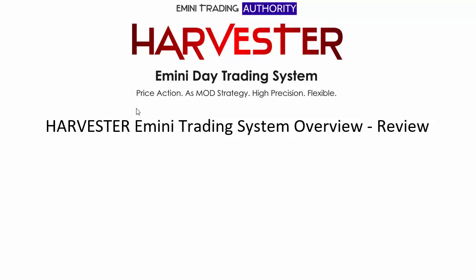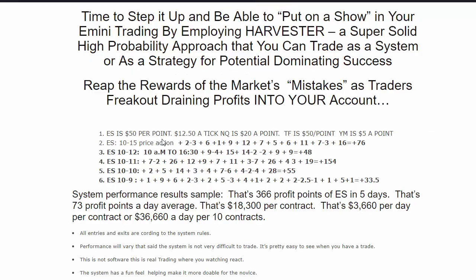Now, with Harvester, you can trade an hour a day, you can trade 2 hours a day, you can trade the whole day. The system's results you can see on the website are for the whole day. Okay, so this Harvester was designed to have a nice pacing to it. No, we're not trading 1 minute bars.